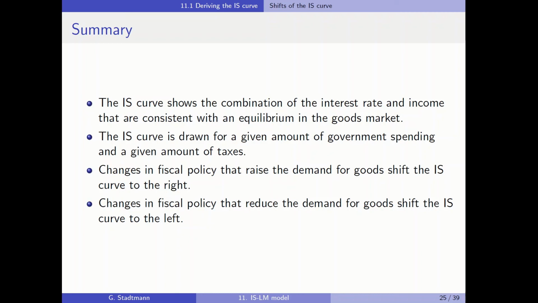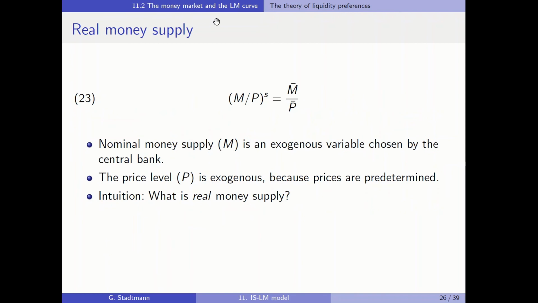Welcome back to class. In the first part of this chapter 11, we talked about the derivation of the IS curve. So in the second part, we want to talk about the money market and the LM curve.